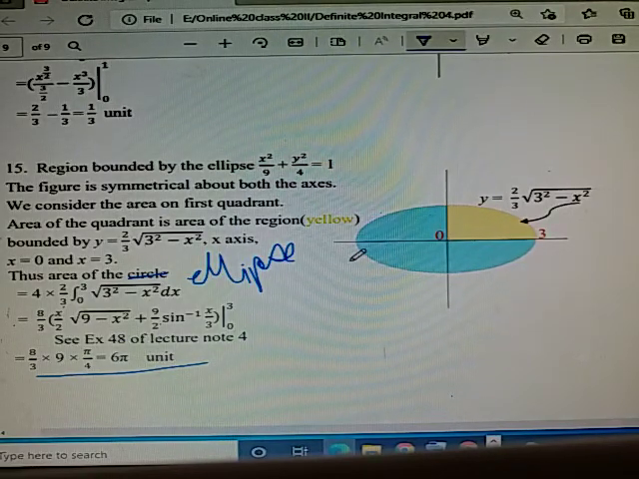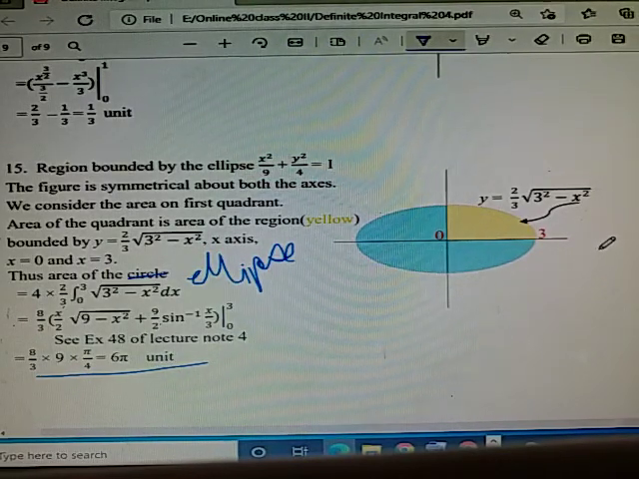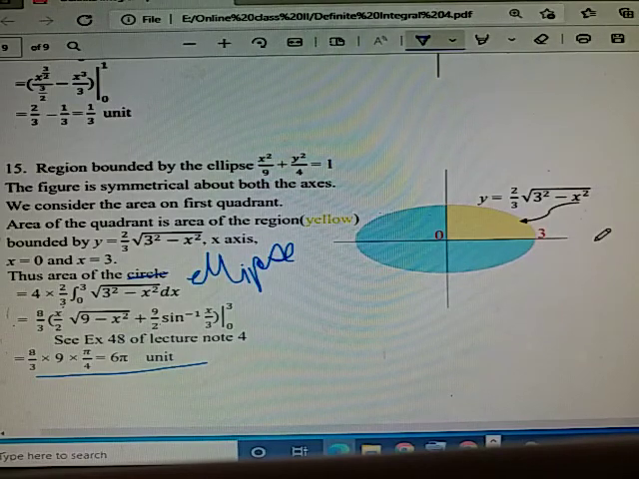So this is all about the area with the help of definite integral.